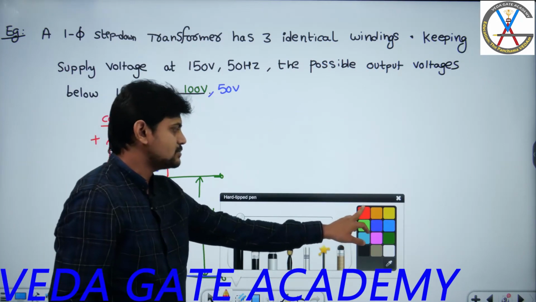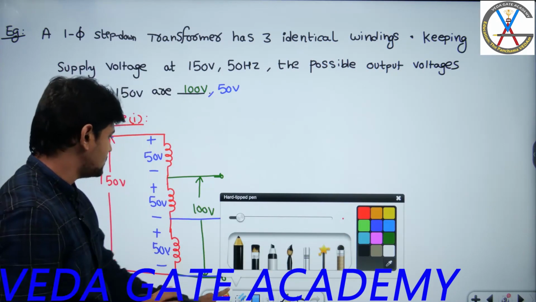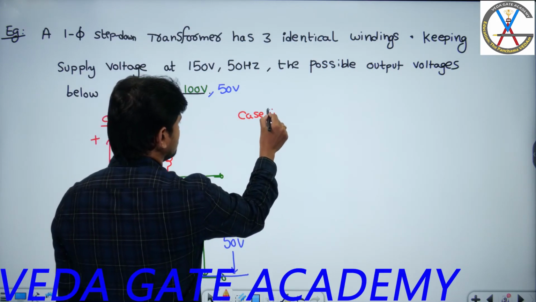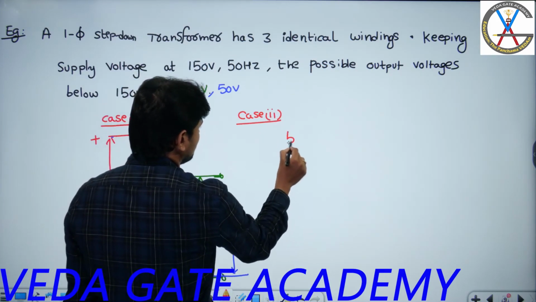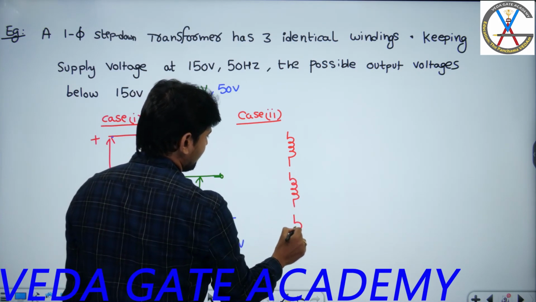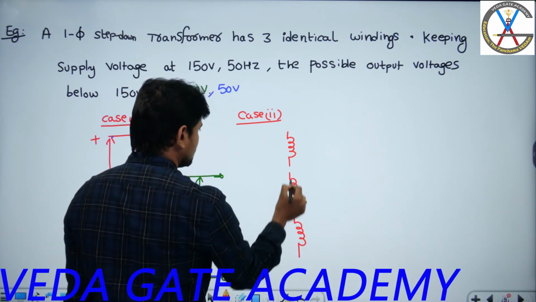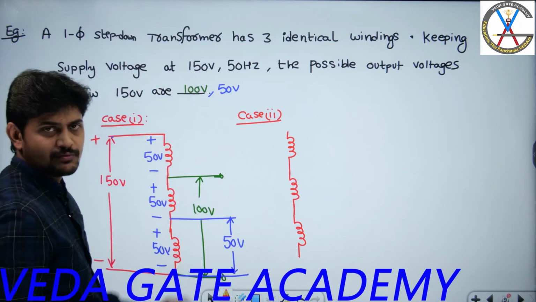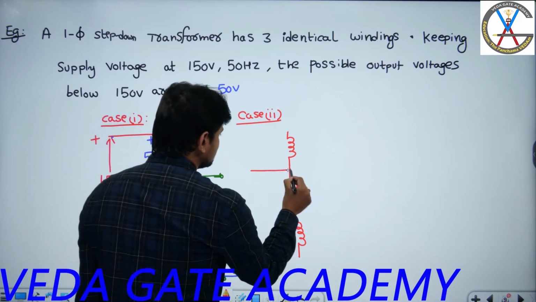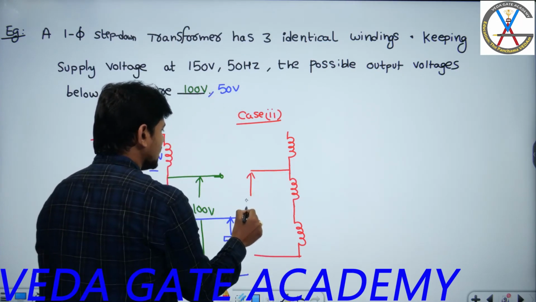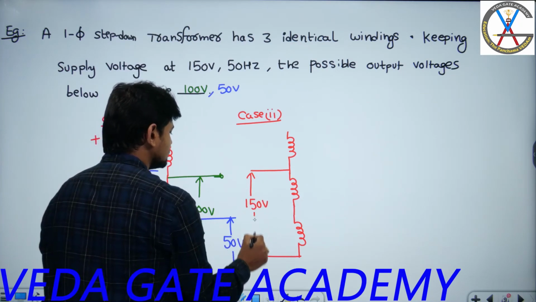Let me take case 2. Please relax, be patient, and try to listen properly. Let us consider case 2. Now what I have done is, these are my three identical windings which are connected in series. Now this 150 volt source, I am connecting across these two. This 150 volts I am going to connect across this.